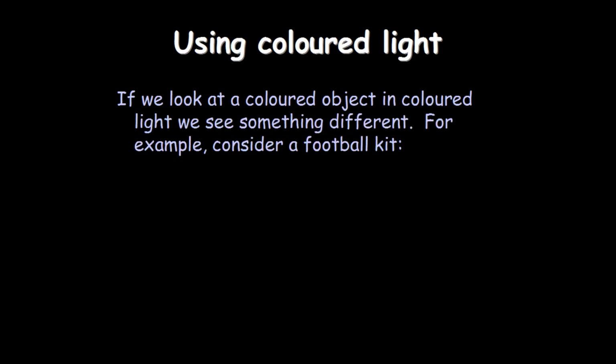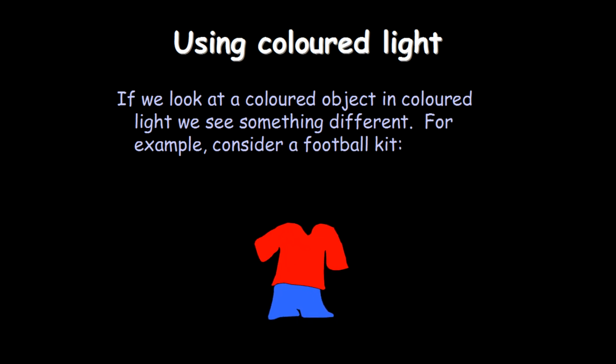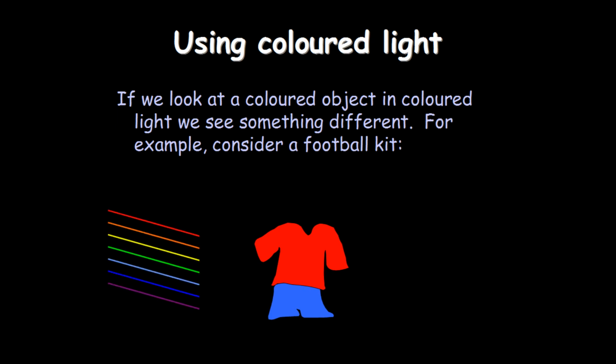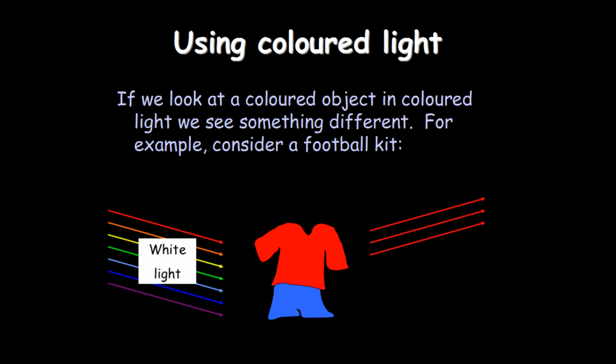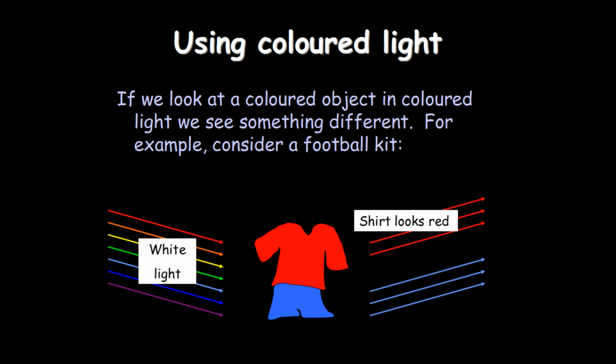Using colored light, if we look at colored objects in colored light, we see something different. For example, consider a football kit. It has a different combination of red and blue. If we look at it in white light, the shirt will reflect the red one and absorb the rest of the colors, so it looks red, while the shorts look blue.